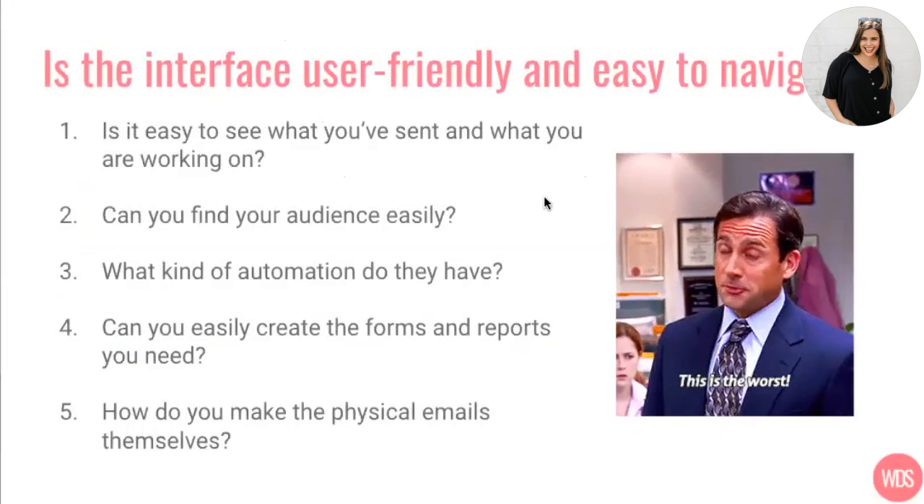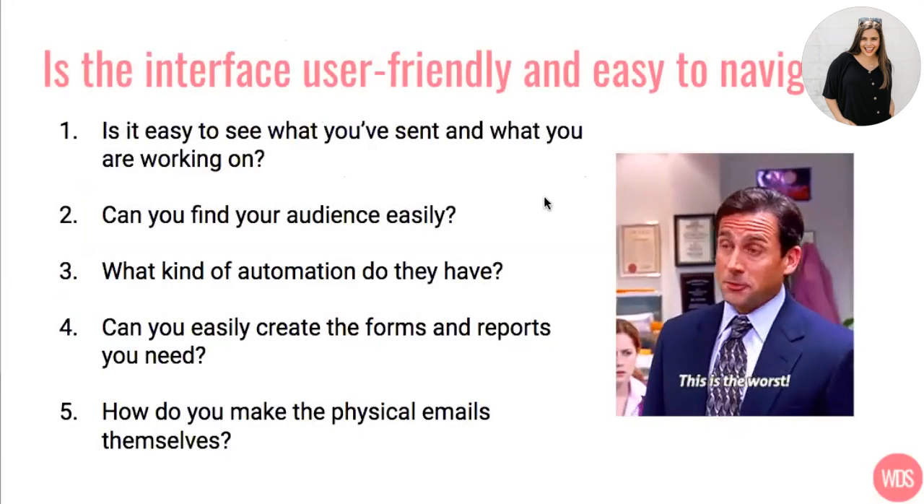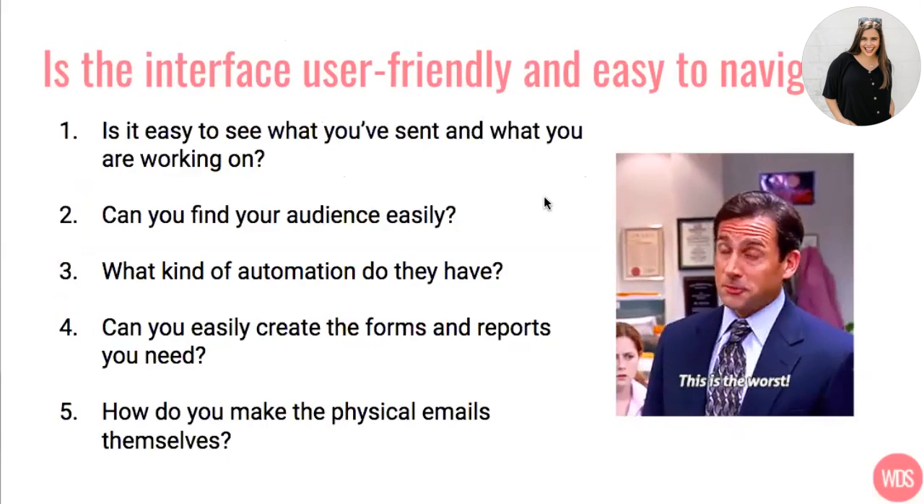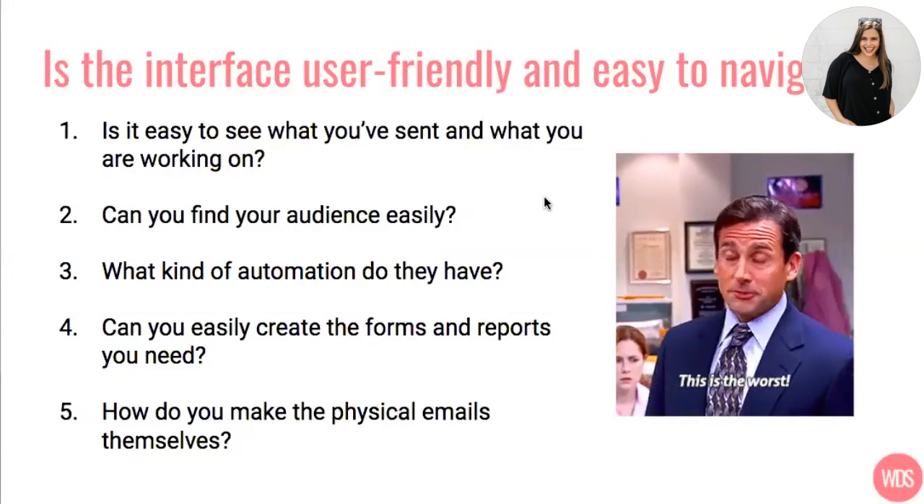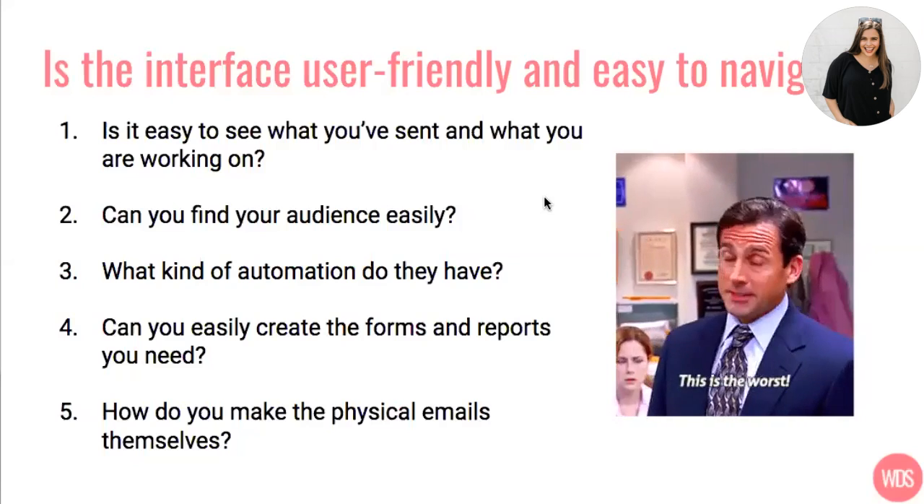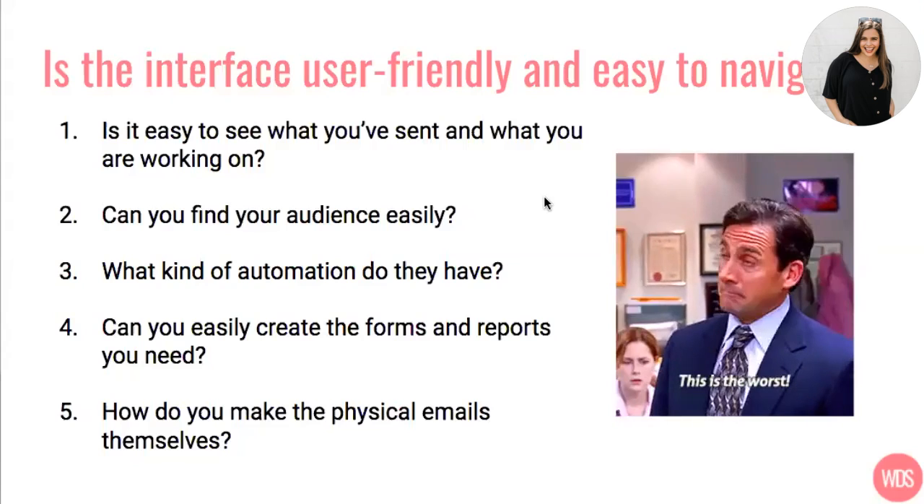Like Michael Scott says, this is the worst. So that's what you don't want to be like, right? We want to pick an interface that's going to be really easy to use. Things to look for: is it easy to see what you've sent and what you're working on? Sometimes it can get really complicated and jumbled, and you're like, I don't even know what I'm looking at. So do you want a list set up? Do you want to physically see the emails? Mine gives me a little preview of every email, which I really like because I use specific images at the beginning of emails to help identify them.